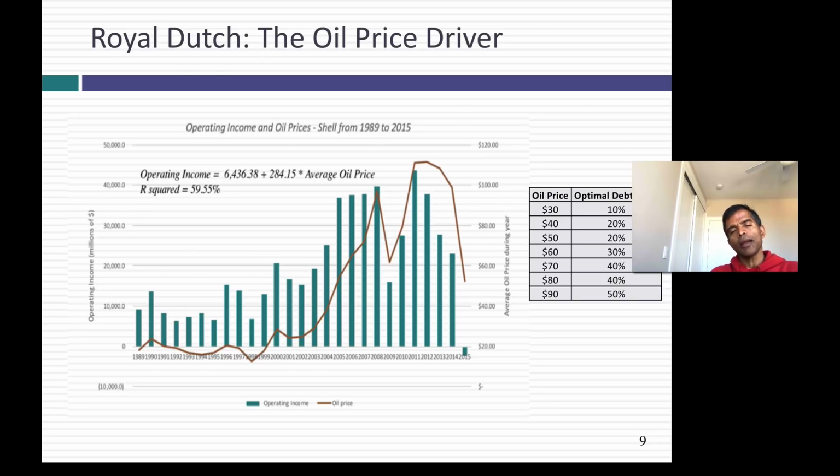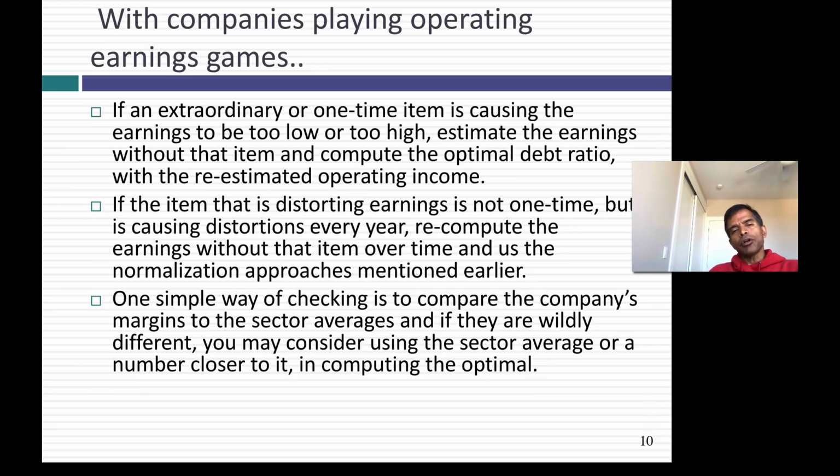And finally, let's talk about companies playing operating income games. Over the last 20 years, companies have become very good at moving expenses, which are operating expenses, below the line, making their operating income look good and creating these extraordinary charges. If you have a truly one-time item, either pushing income up or pushing income down, life is easy. Just take the one-time item out.